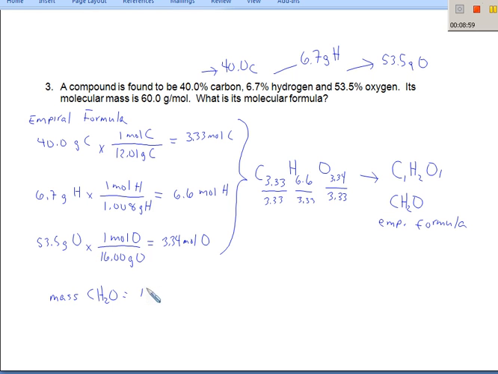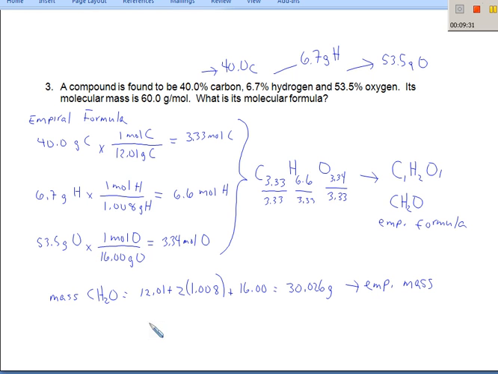is 12.01 plus 2 times 1.008 plus 16.00 for a total of 30.026 grams. Now remember, this is your empirical mass only. So we need to figure out how many times this fits into 60.0 grams per mole.